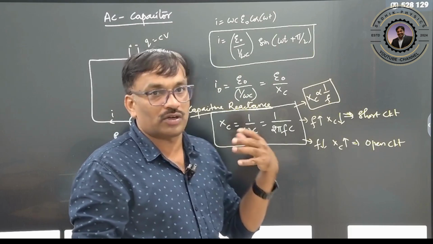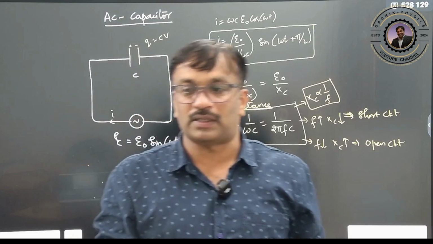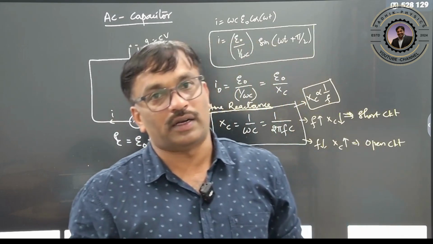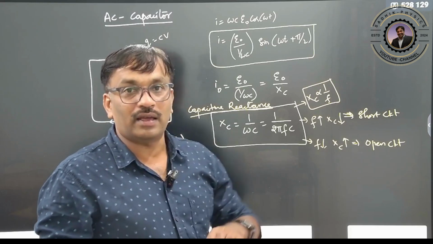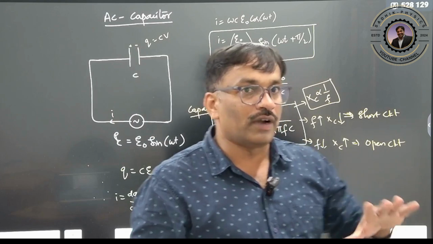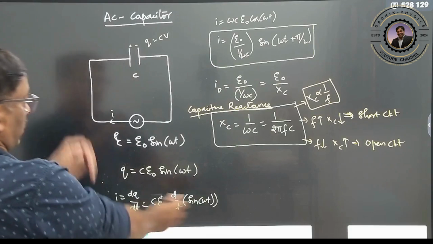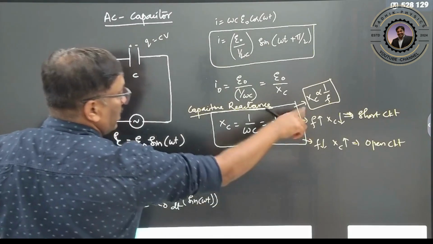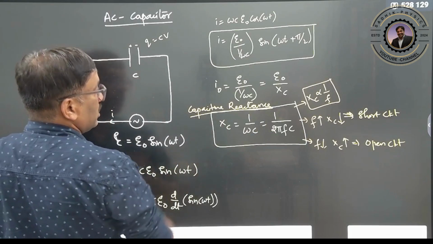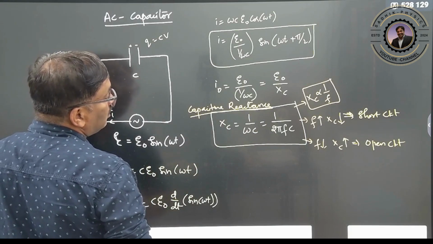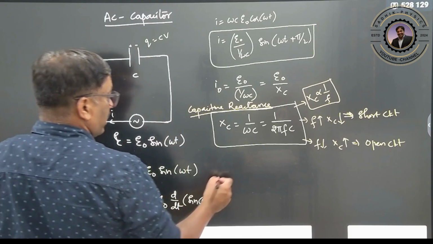That means if you want to alter the frequency, you compulsorily have to use either a capacitor or an inductor. That's why a capacitor or inductor will act like a filter circuit. We want to filter the frequency. Clear? Understand? So this is your capacitive reactance.